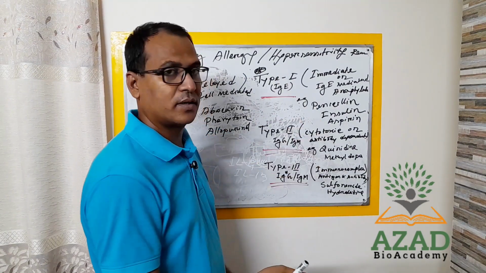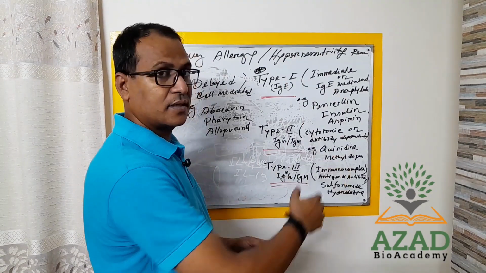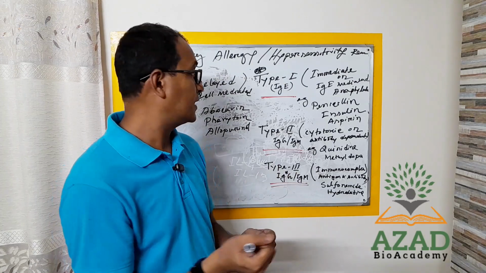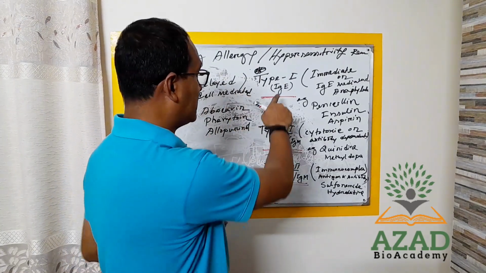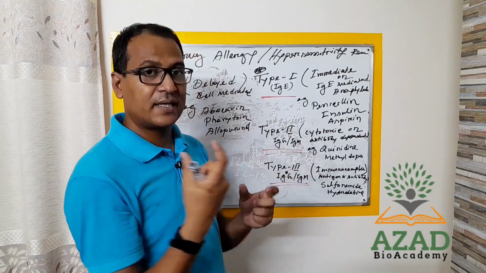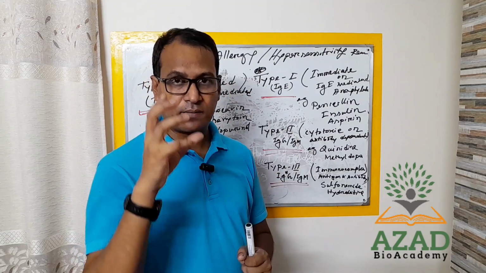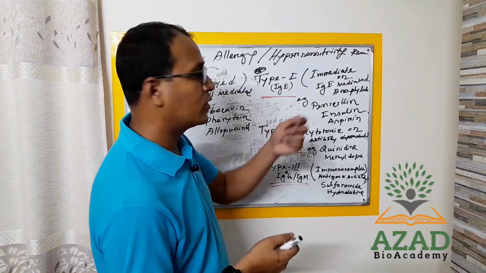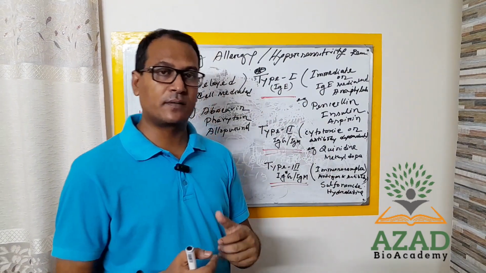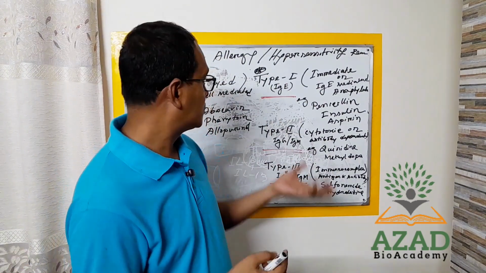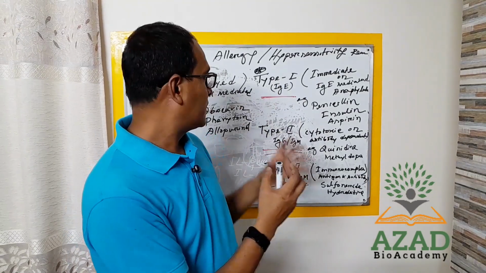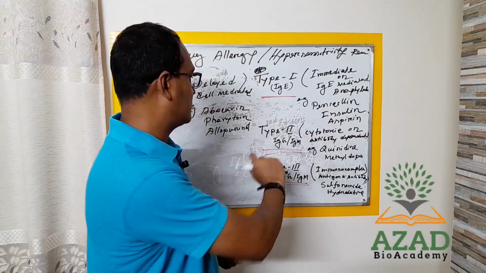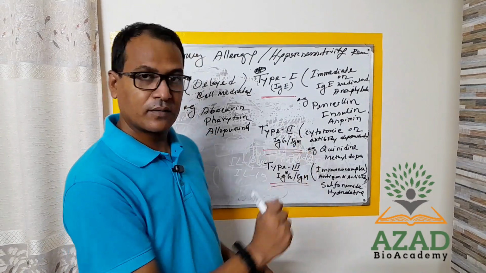Why is it called type 1 allergy? Already in my last lecture, when I explained the mechanism of allergy, I mentioned that is IgE. So IgE is one of the major antibodies responsible for causing allergy. Okay, how? You can watch my previous video. So I will briefly discuss without writing.